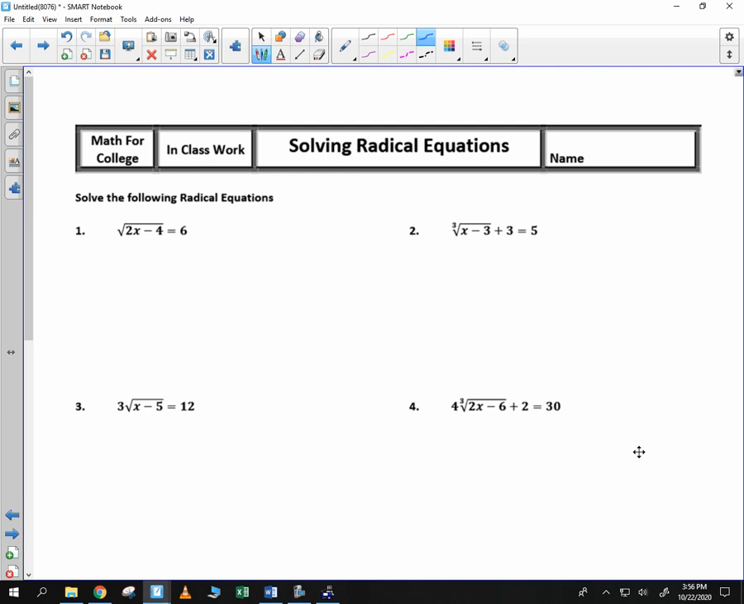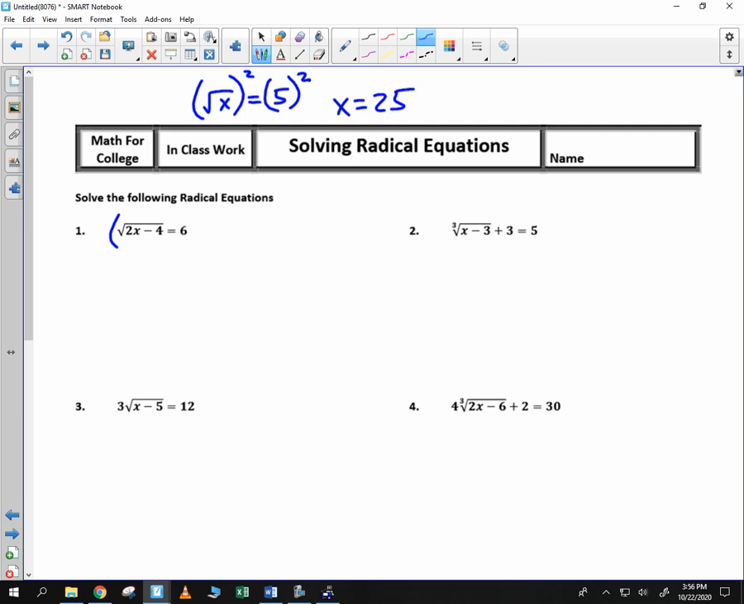Okay, Math for College. Today we want to be able to solve radical equations. There are equations that simply have radicals in them. And if you have an equation such as the square root of x is equal to 5, you'd see that in order to get rid of the square root, you square both sides. And we end up with x is equal to 25.